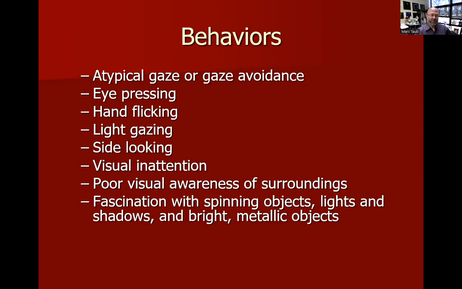In terms of behaviors, if you've ever worked with or been around a kid with autism, these are some things that may have been apparent to you. There'll be gaze avoidance, as I said, they don't want to look at your face. There's eye pressing, there's hand flicking, anything to try to get a visual stimulation. There is a poor visual awareness of the surroundings. So they're going to be generally very central, which goes along with the fascination of spinning lights and shadows and bright objects. They're going to be very central and not be aware of their periphery.